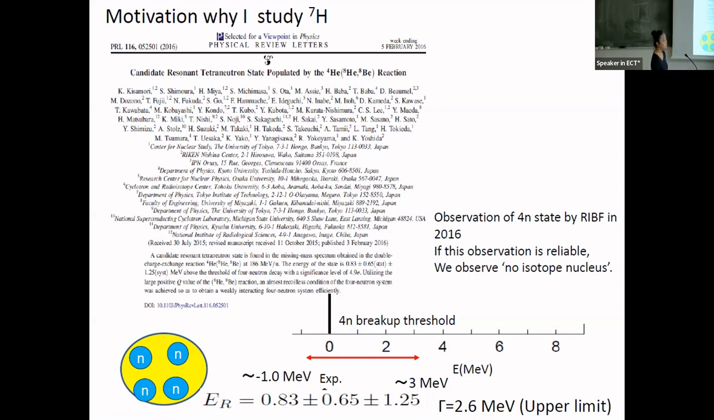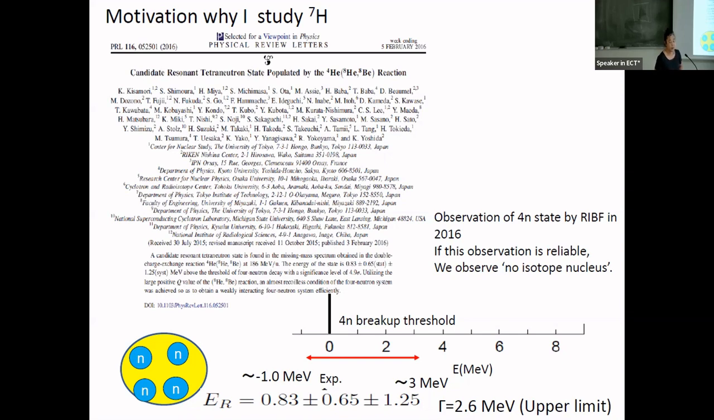This is a very famous experimental data about the 4 neutron state, from Kisamori-san's paper in Physics Letter B. I hope everyone knows about it. Here is also the 4 neutron breakup threshold. With respect to this threshold, they reported this energy, that means they reported the boundary region to the resonance region, and the upper limit of gamma is like 2.6 MeV.